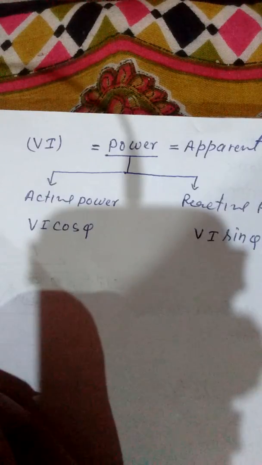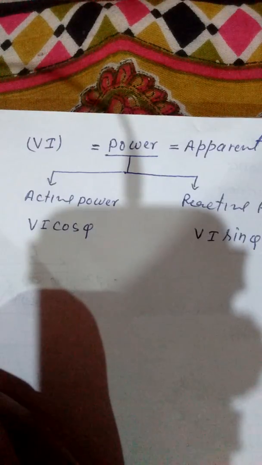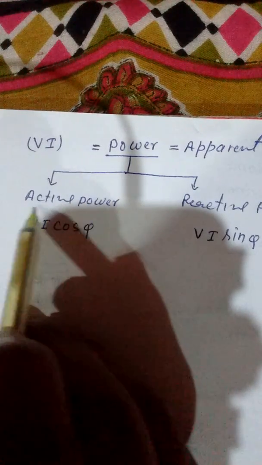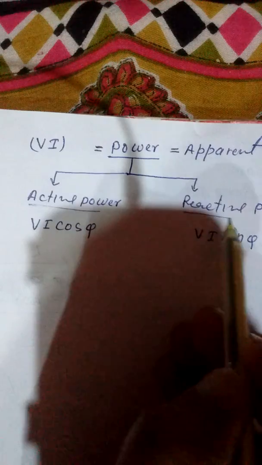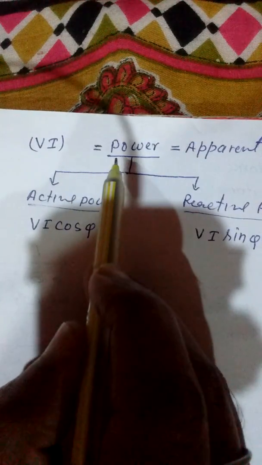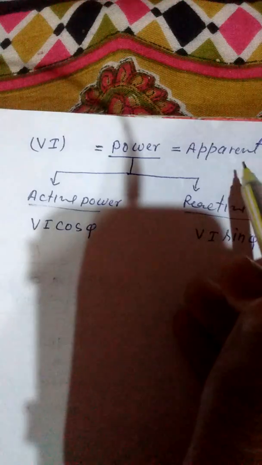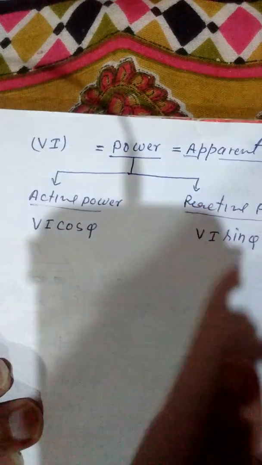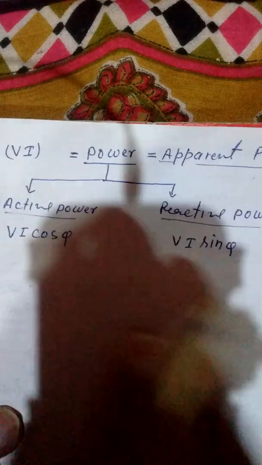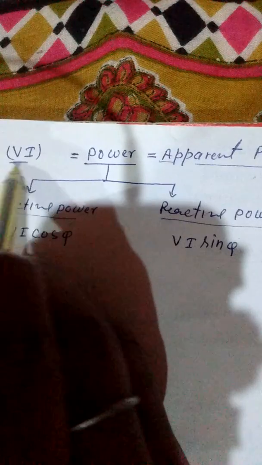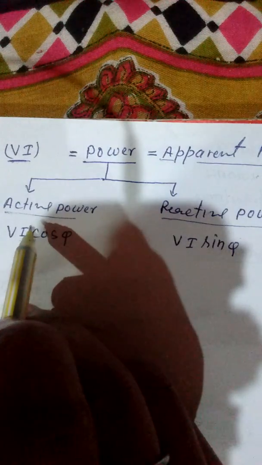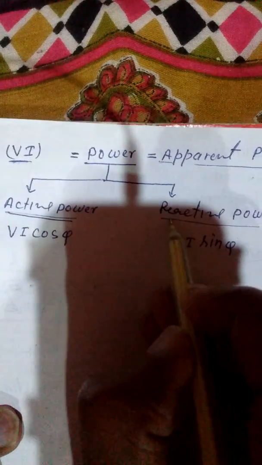Then, first, you know that power has two components. First is active power and second is reactive power. Power is known as apparent power. Here, apparent power is written by V into I. Now, this apparent power can be divided into two parts. First is active power and second is reactive power.